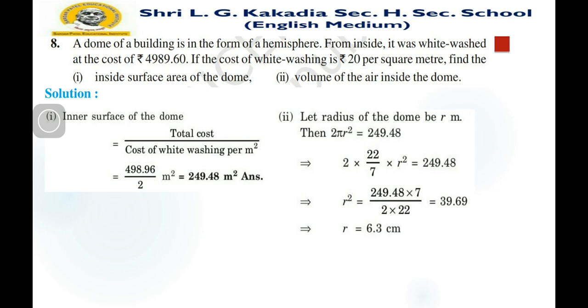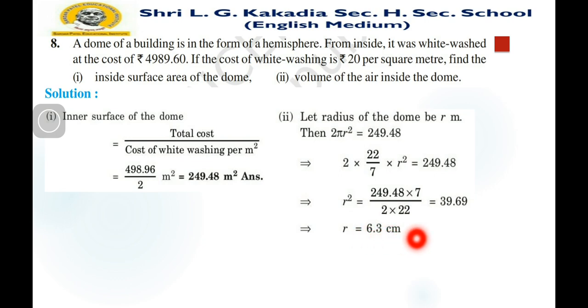Let the radius of the dome be r, then 2 pi r square is equal to 449.48. After putting the value 2 into 22 by 7 into r square, we want to find r square, then we move this whole term here. So 249.48 into 7, 2 into 22, which is equal to 39.69, and after taking the square root on both sides, we get r is equal to 66.3 centimeter.